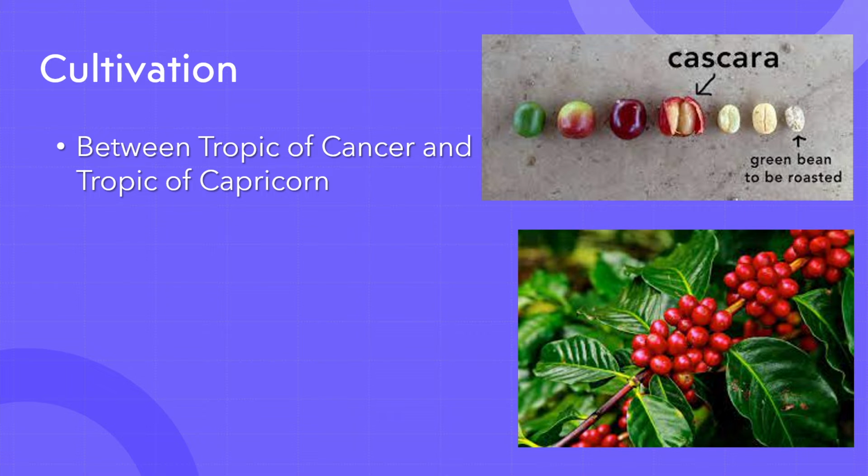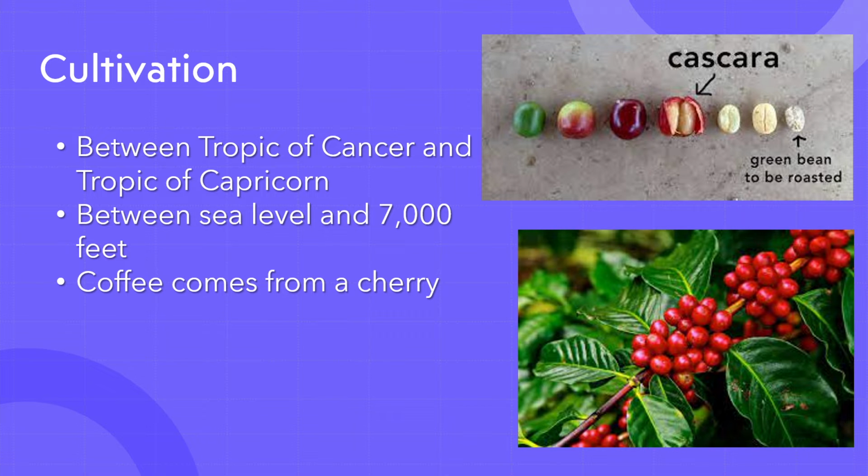So, coffee is grown between the Tropic of Cancer and the Tropic of Capricorn, basically around the equator and extended in that area. We need a warm area. It's also grown between sea level and 7,000 feet. Coffee comes from a cherry. I think we've hammered that one home already. It has more of a pepper texture if you actually try to eat the cherry.